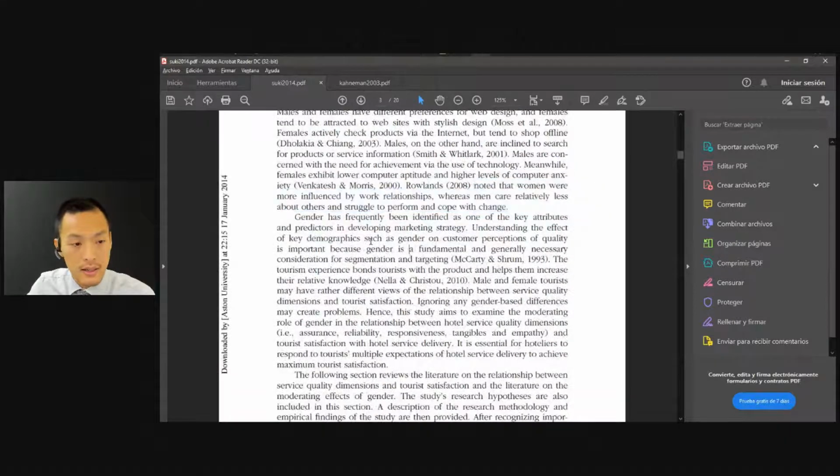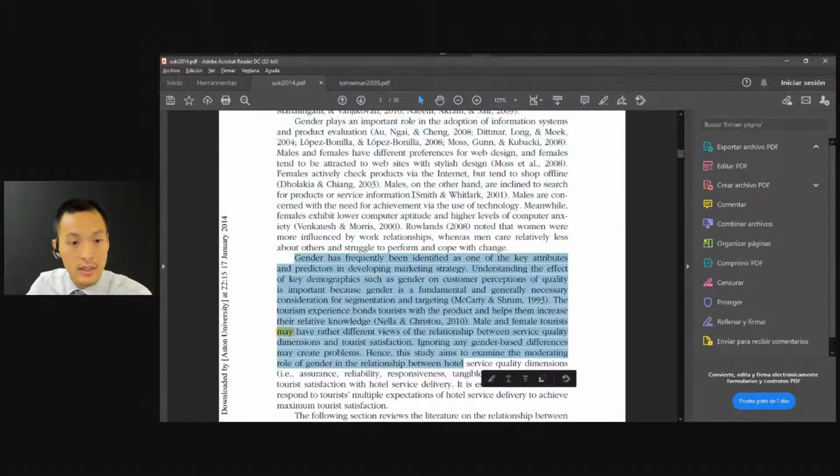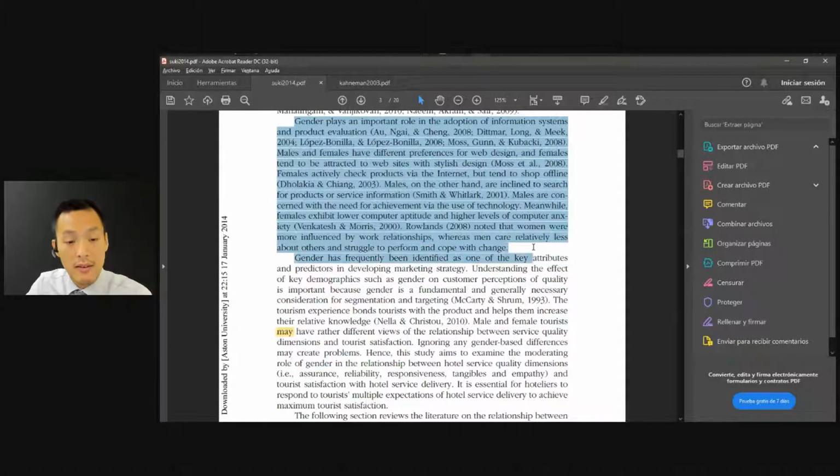Okay, and then this paragraph is all about how male and female tourists may have rather different views of the relationship between service quality and tourist satisfaction. Now notice a big difference between this paragraph and this paragraph. In this paragraph, for every sentence, there are references. Right? Anything that the author claims, there is a reference to that claim.